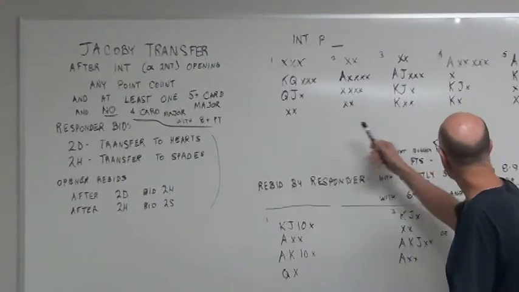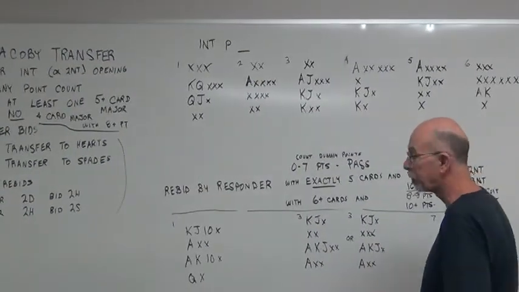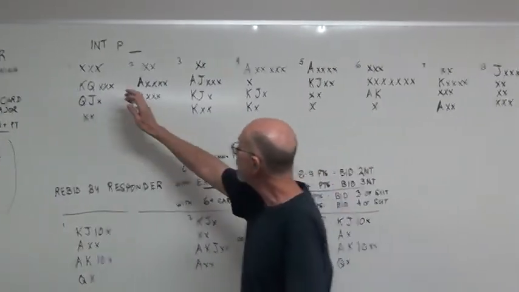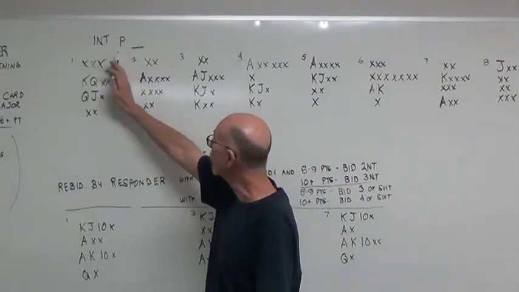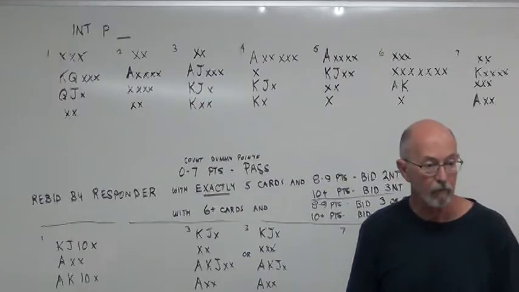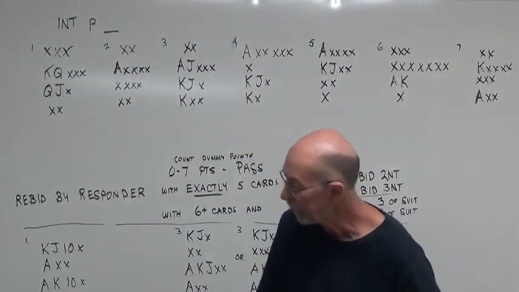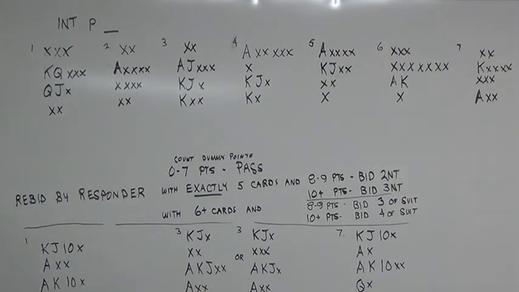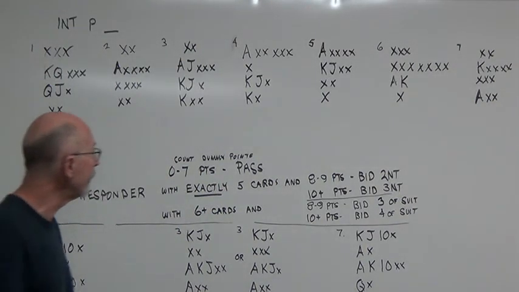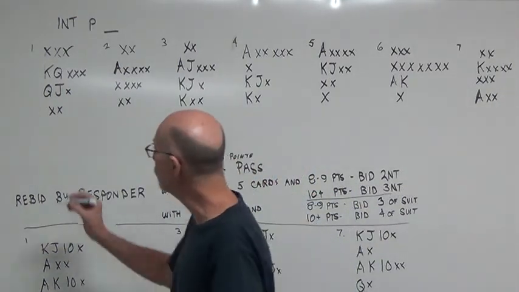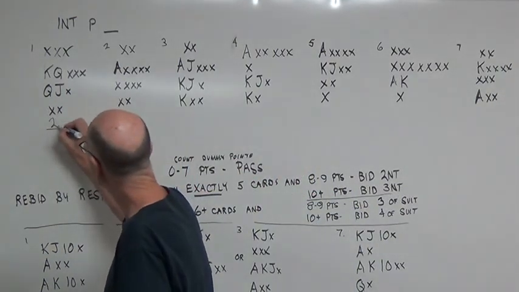So let's just look. I've got a bunch of hands up here, and I want to go through this pretty quickly because it should be pretty straightforward, I hope. Your partner has opened one no trump. Your opponents have passed. This is your hand. 2 diamonds. So what do you want to do? You want to transfer to hearts, right? So you bid 2 diamonds.